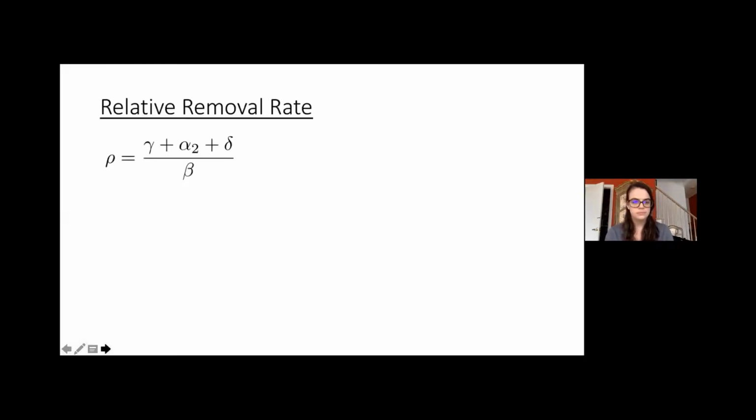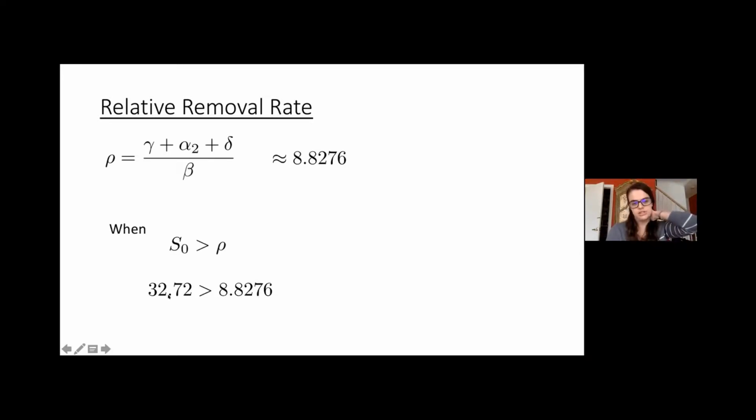Okay. So I'm going to call this fraction rho just so that we can look at it. So we're interested in rho, that's the value, and whether or not it's greater than or less than our initial population. Okay, and this is just called the relative removal rate. So plugging in the values that I got for gamma, alpha 2, delta, and beta for the second time I fit, I get a value of approximately 8.8276.